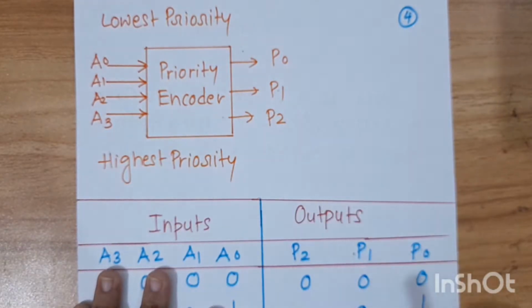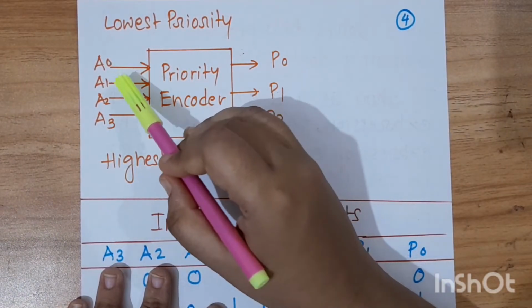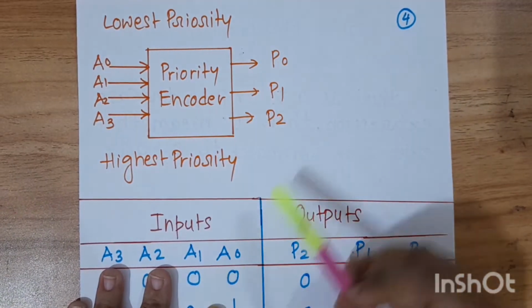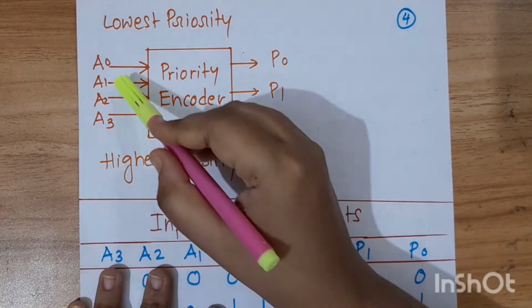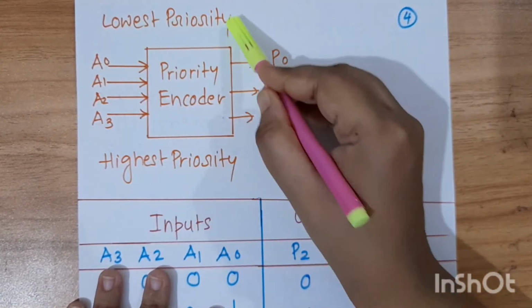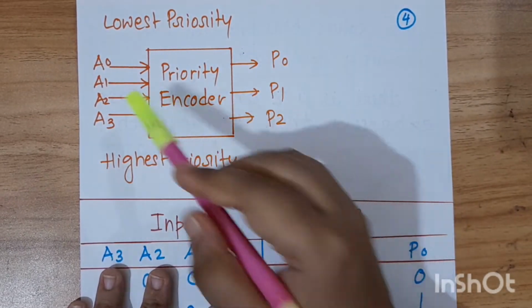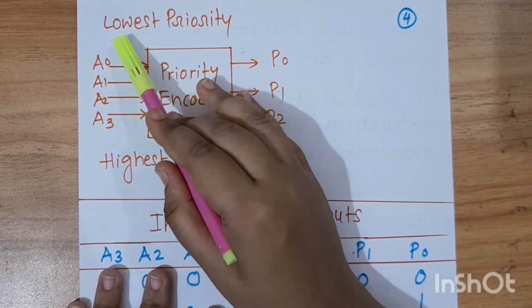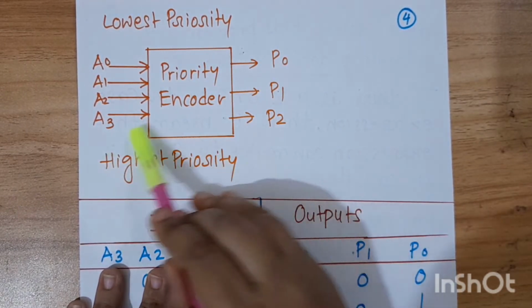This is the block diagram of the priority encoder. I have 4 inputs, A0, A1, A2, A3, and here are 3 outputs, P0, P1, P2. These inputs are nothing but the interrupt requests. The A0 input is of lowest priority, and the A3 interrupt request is of highest priority.